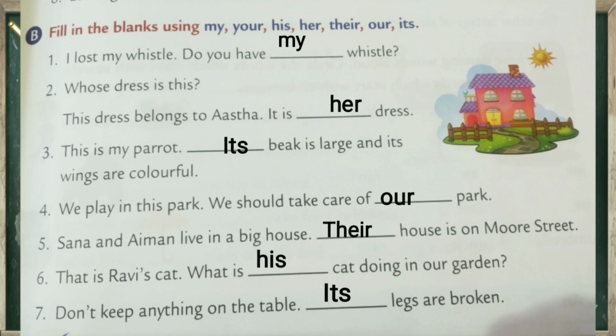Fifth one. Sana and Aman live in a big house. Dash house is on Moray Street. So here there are two people, Sana and Aman. So if there are more than one person, we use the word their. So their house is on Moray Street.